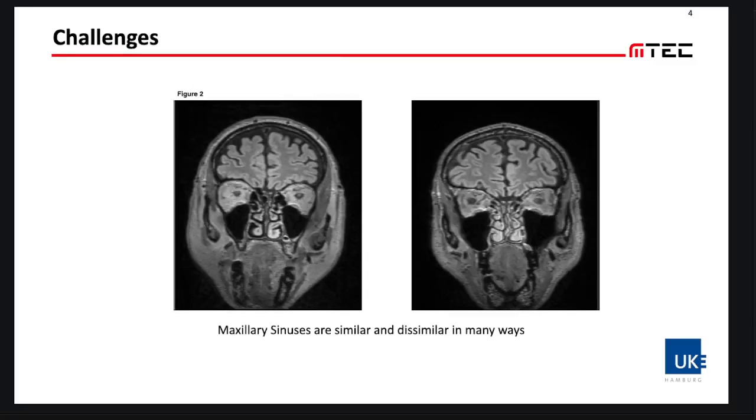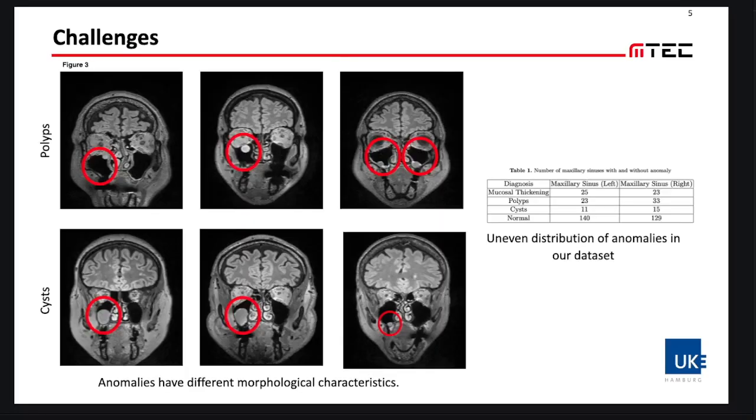Now coming to the main challenges in this work. Here we can see 2 patients with 2 healthy maxillary sinuses, and we can observe that the right patient has a slightly larger maxillary sinus, as well as the shape of the maxillary sinuses are also different compared to the patient on the left.